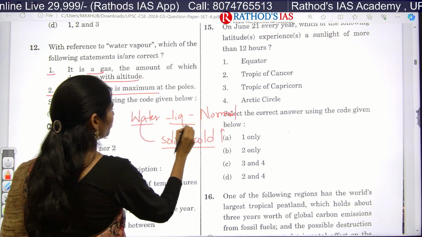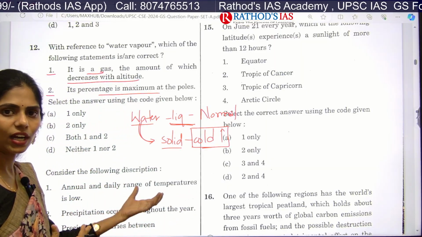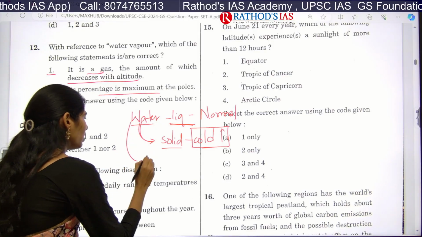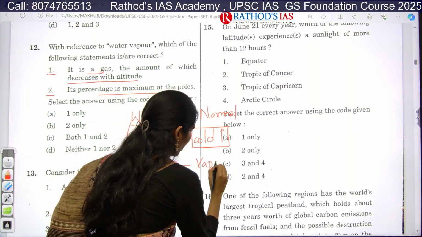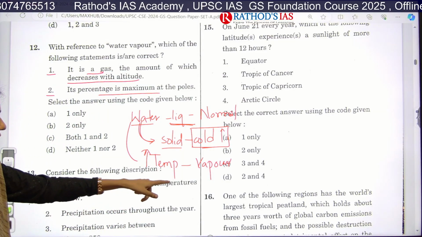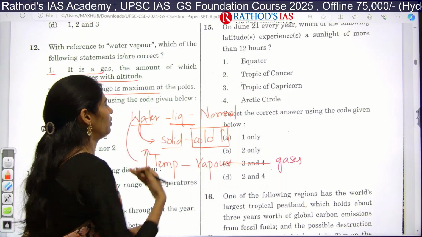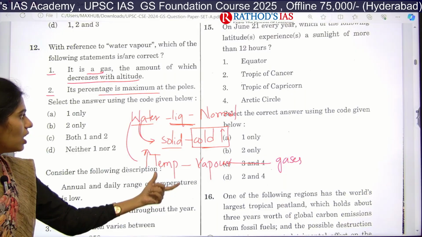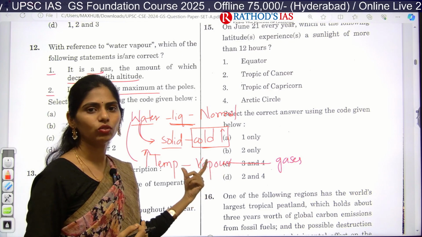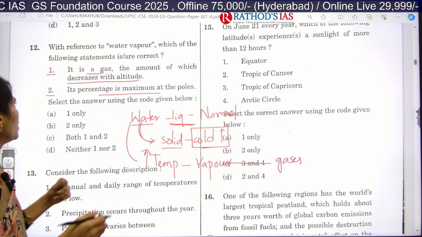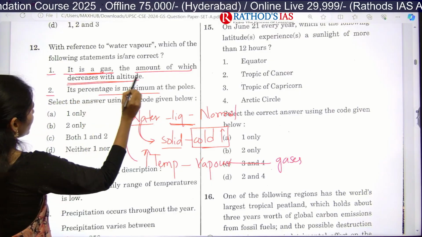Water will be in liquid form at room temperature, and in solid form whenever there is very cold temperature, like the conversion of water into ice. And whenever there is high temperature, water will be converted into vapor form. We call it water vapor, right? So water vapor is nothing but the gaseous form. Liquid form, solid form and gaseous form. By this explanation, you will clearly know that water vapor is the gaseous form of water. So the first statement is saying that it is a gas, the amount of which decreases with altitude.